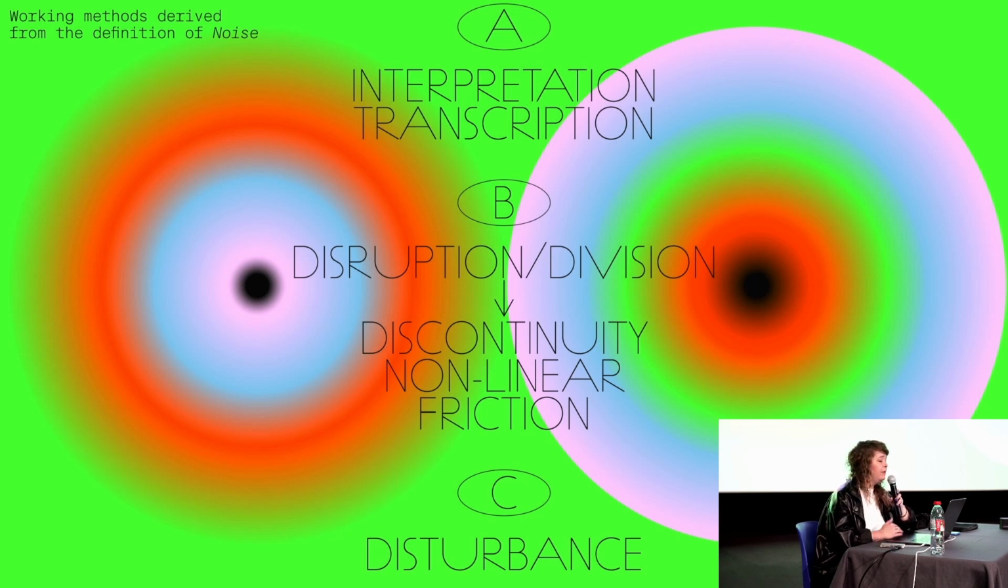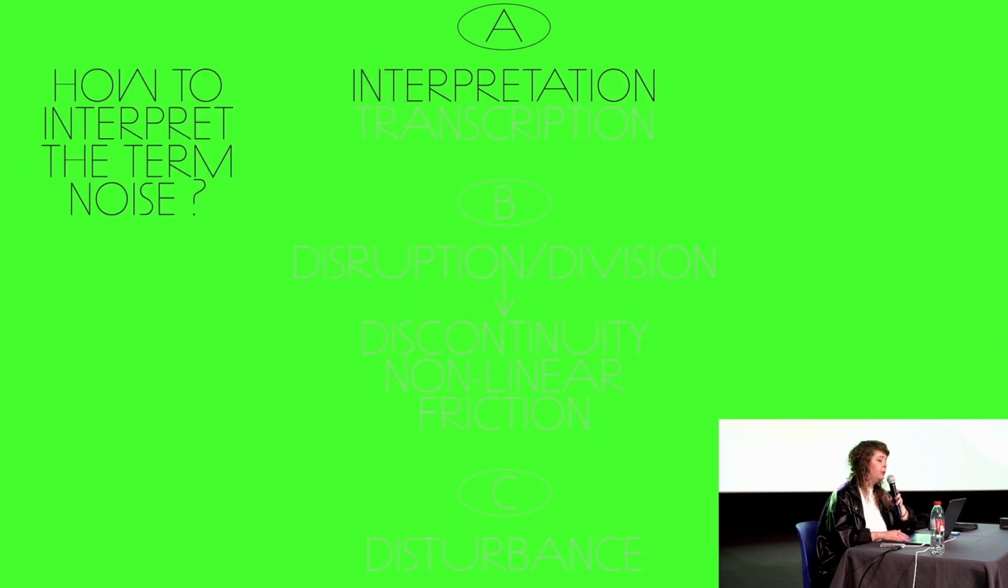So we came up with these three working methods: A for interpretation and transcription, B for disruption and division to gain a kind of discontinuity or a nonlinear friction, and also the method of disturbance. So let's go through these different methods. The campaign brings together various design approaches that are guided by the concept of interpretation and transcription. Both of these concepts are really closely connected to music, right?